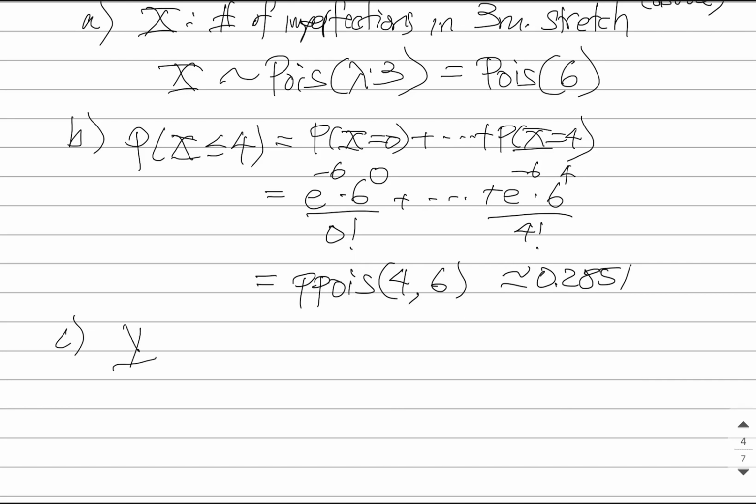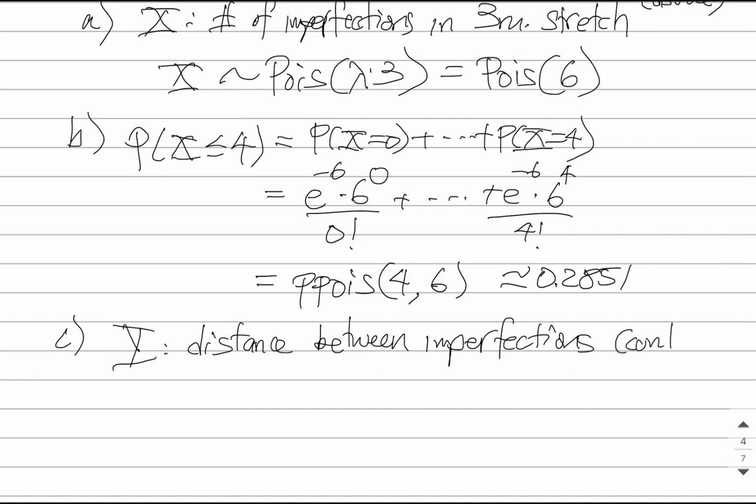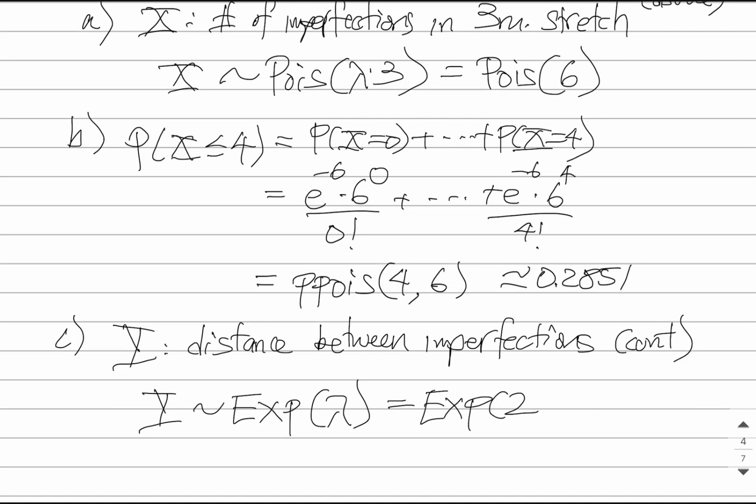But now, if we let Y be the distance between imperfections, that means we are essentially talking about a continuous random variable. This is a different variable. It measures the space between these imperfections. From earlier, this is going to be modeled by an exponential distribution with a parameter of lambda, and that comes from our derivation from earlier. So in this particular case, this is an exponential distribution with the parameter of 2.